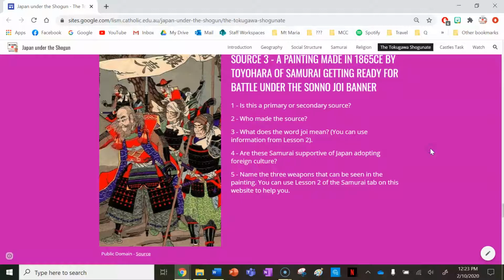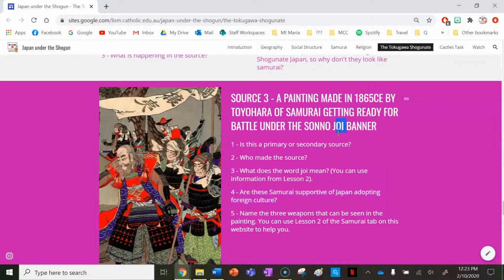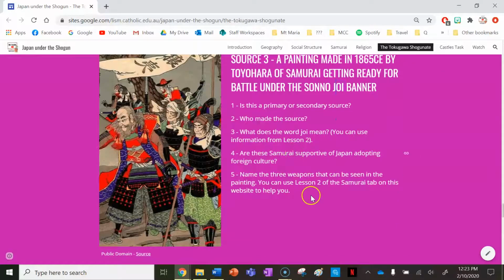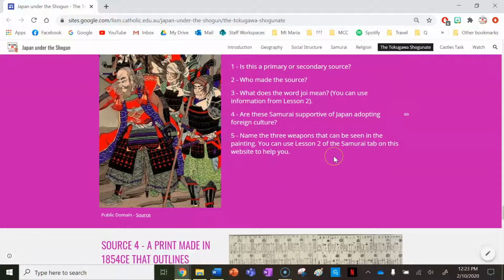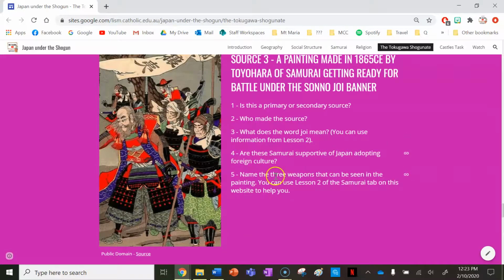Number 3, what does the word joi mean? You can use the information from lesson 2. Number 4, are these samurai supportive of Japan adopting foreign culture? You can probably tell, and if you know what joi means, you'll be able to know the answer to that question. And then name the 3 weapons that can be seen in the painting. You can use lesson 2 of the samurai tab to help you with this as well, that we've covered before.